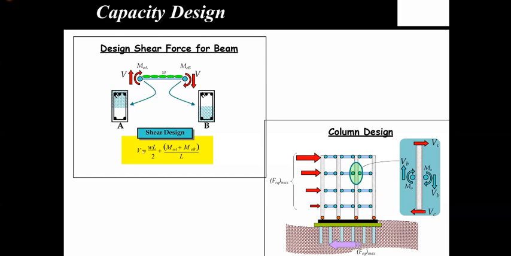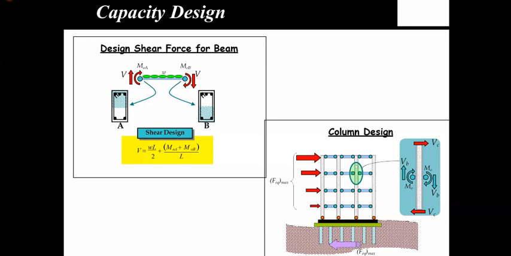So the shear demand due to gravity is going to be WL by 2, and the shear demand due to earthquake load is going to be the overstrength moment demand at both ends divided by L. That gives you your shear demand. Once you make sure that you design for it, you are avoiding shear failure in your beam. Similarly, you need to also design your column such that there is no plastic hinging, right? How do we do that?